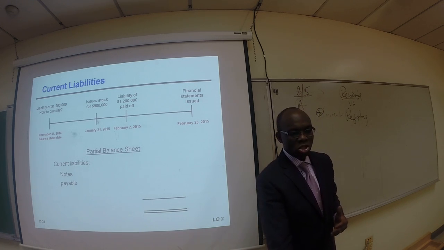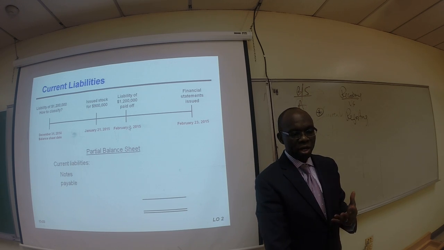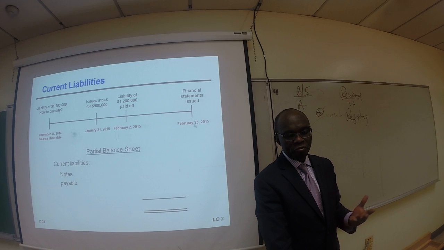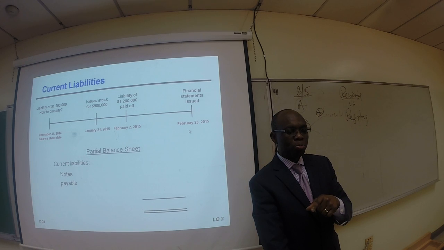So let's take a look at, on January 21st, we issued stock of $900,000 and we received proceeds of that much, with the intention of using that to pay off at least a portion of the $1.2 million obligation. So the liability is actually paid off on February the 2nd. The financial statements are issued, specifically the balance sheet, on February the 23rd. Now let's take a look at the application of these rules and how these rules played out.